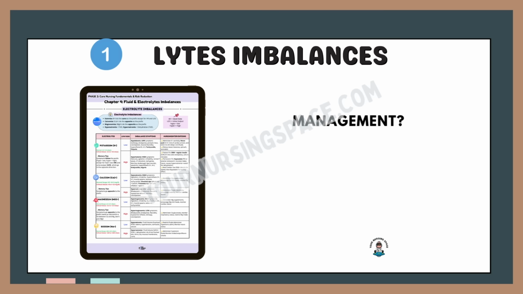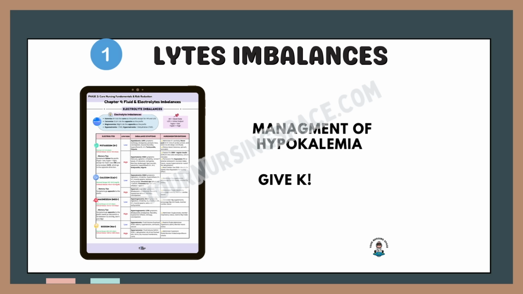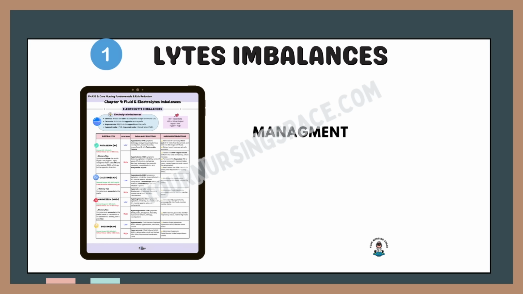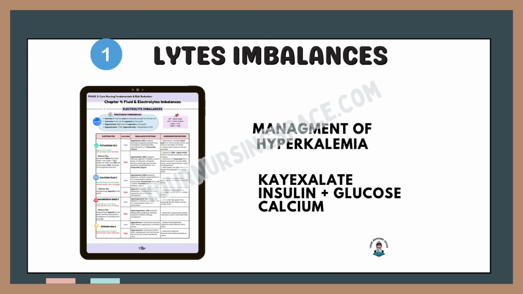Okay, what about management? It depends on the type of imbalance. For hypokalemia, obviously you should give potassium chloride, PO or IV, but make sure you are giving it slowly if given through IV. Also, don't forget to monitor the heart first. Hyperkalemia, too much K? Give Kayexalate, K exit-late, will remove potassium from the system. Also, you can give insulin with glucose and maybe calcium gluconate to protect the heart.